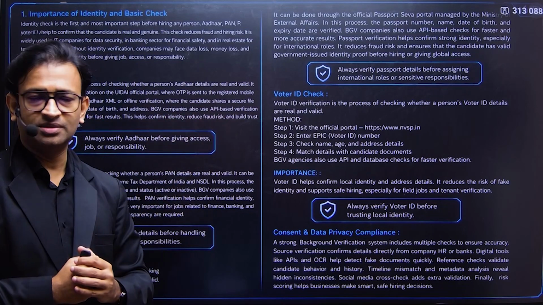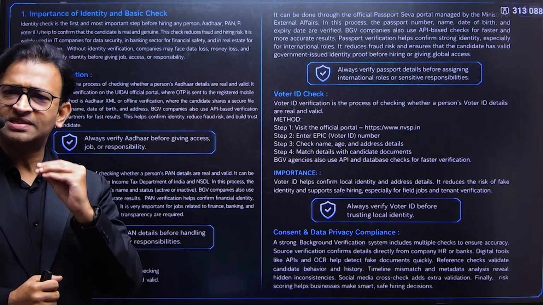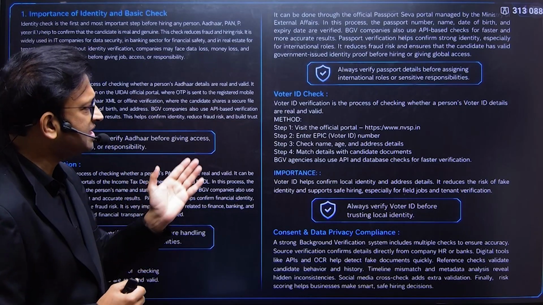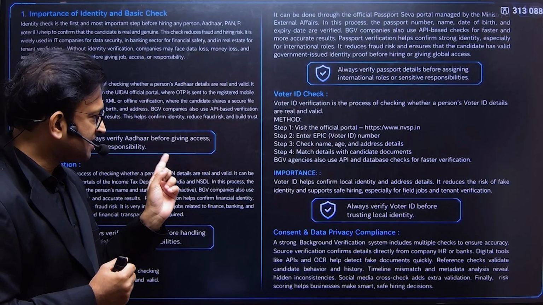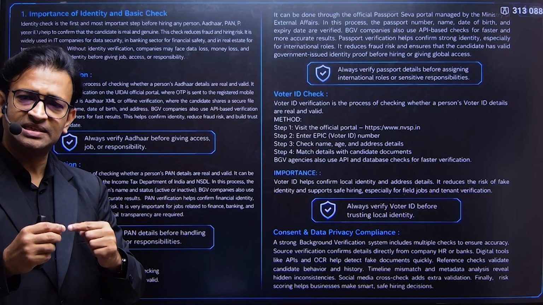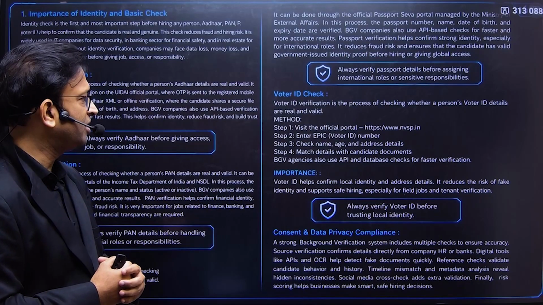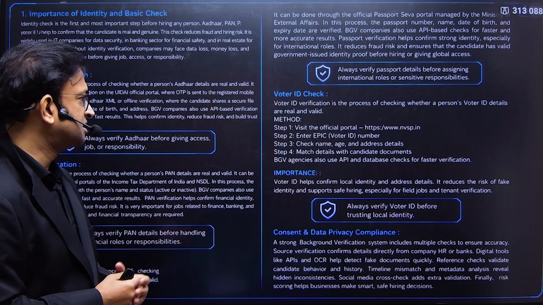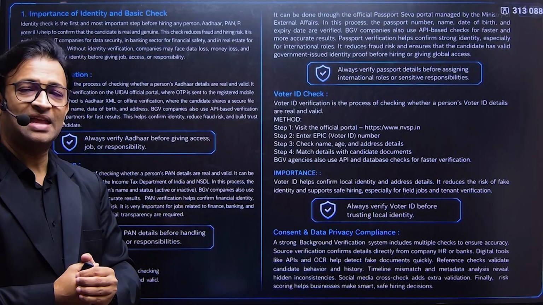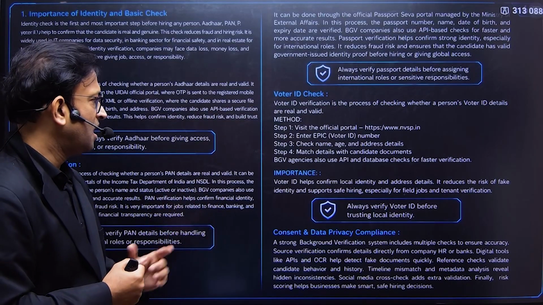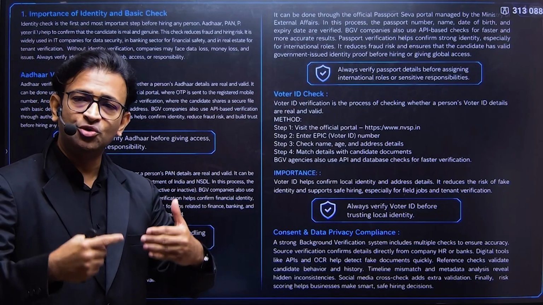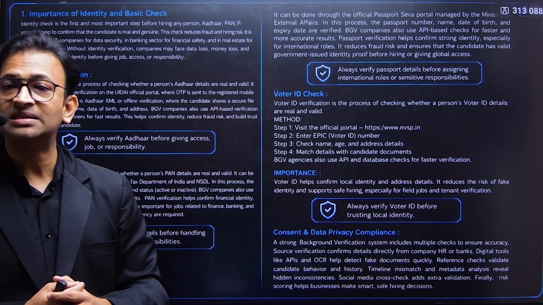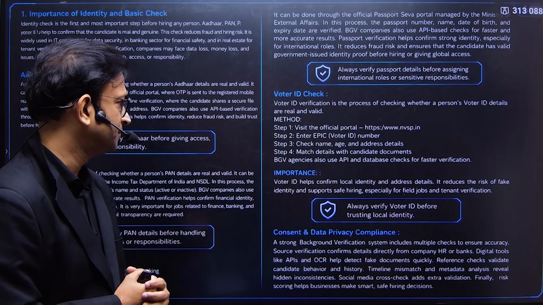What is the method? A very easy 4-step method is to be followed for this verification. Step 1, visit the official portal. Step 2, enter the voter ID number. Step 3, check the name, age, and the details of the address. Step 4, match details with the candidate's documents. And BGV agencies also use API and database checks for a faster and accurate verification.